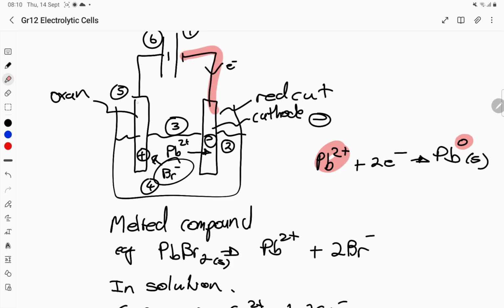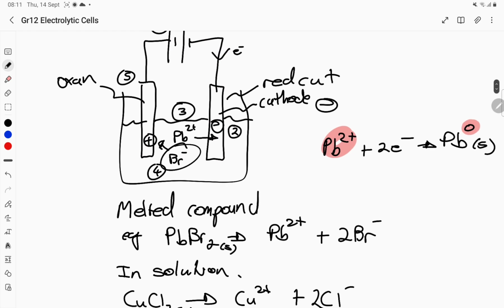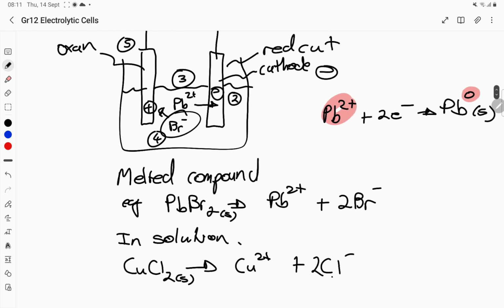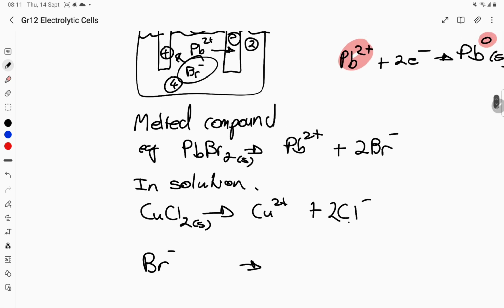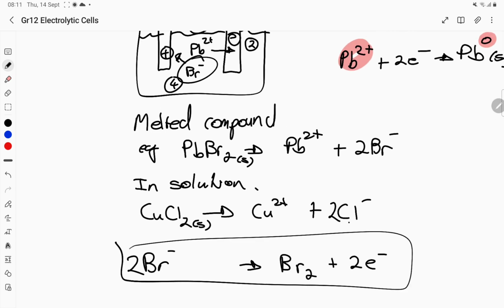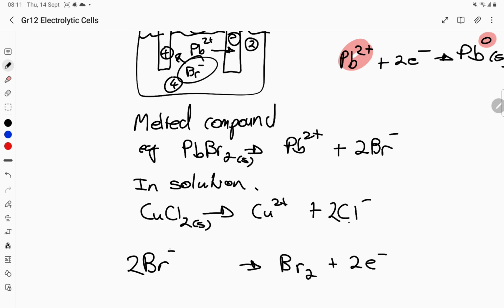As the electrons move like that in the wire and the anode and cathode, the charge will be carried over by the ions. If you look at the anode over here, the Br minus ions are giving away an electron, or two electrons like this. So this goes from a negative charge to a positive charge. That's an increase in the oxidation state, which is oxidation. So Br minus undergoes oxidation to Br2 there.